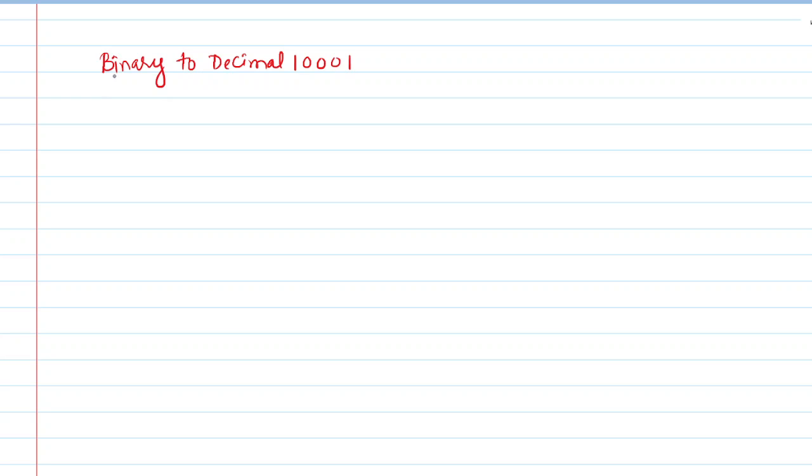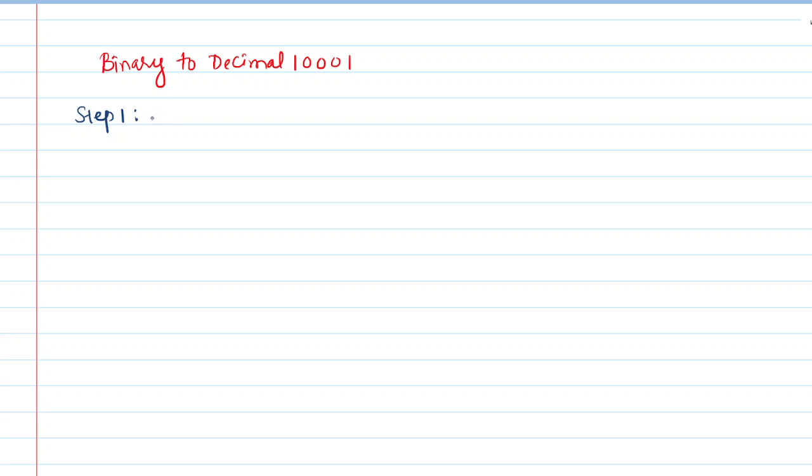In this video, we are going to convert binary to decimal, and we have been given the binary number 10001. So let us take steps to convert binary into decimal.